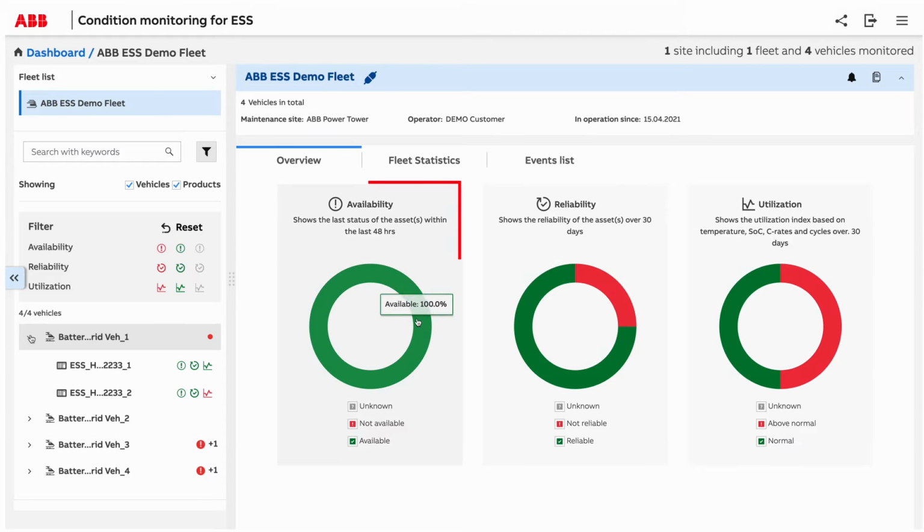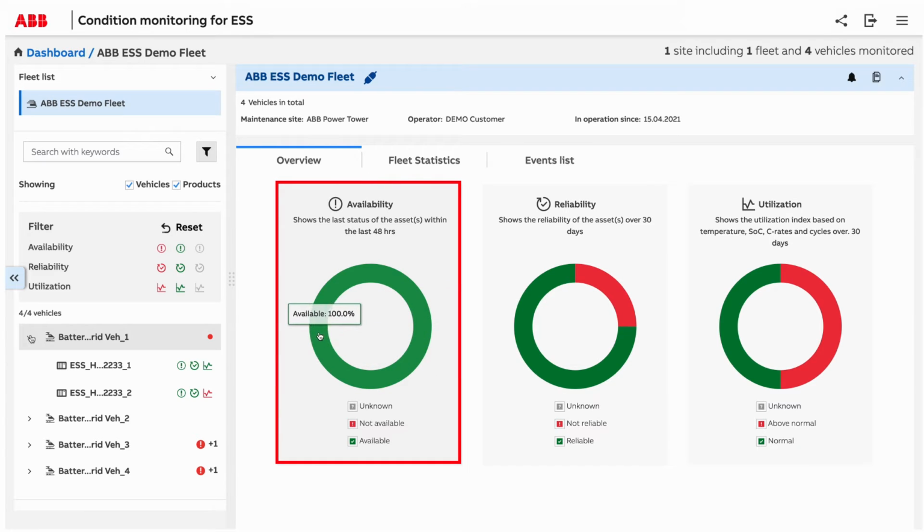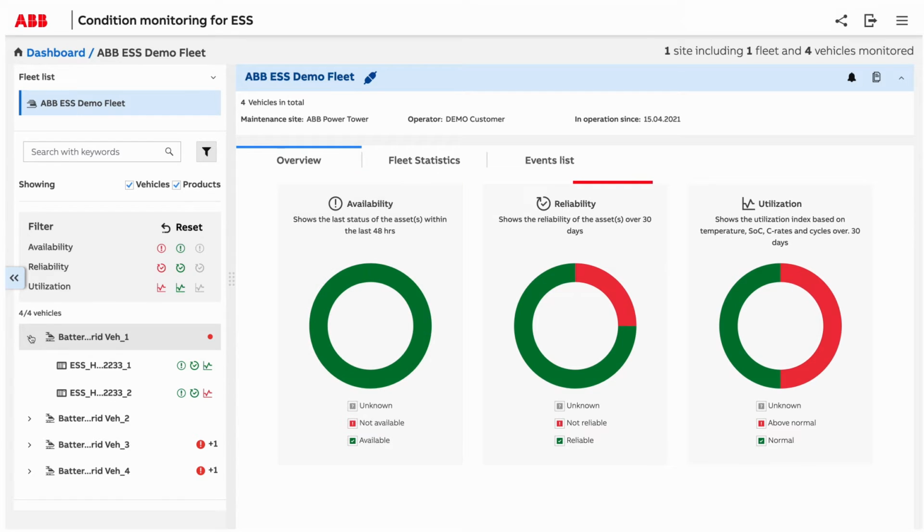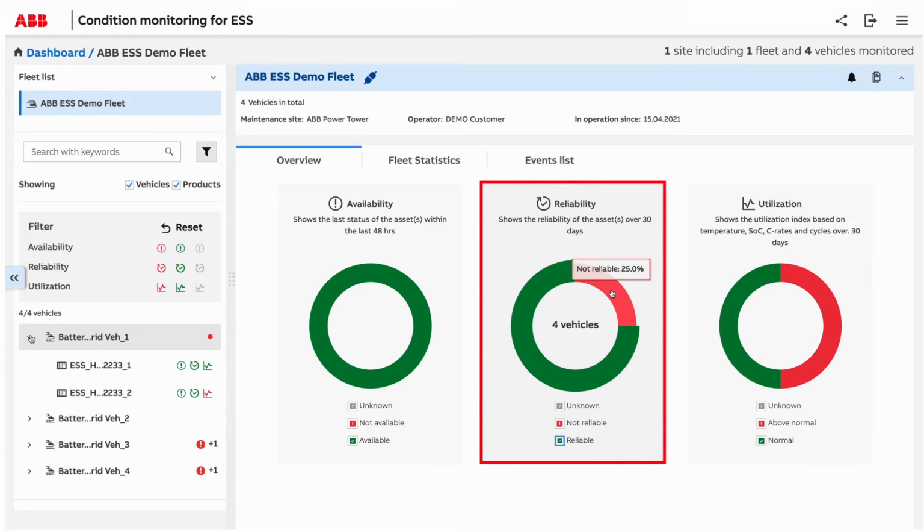The availability graph provides information on the data availability and product state in the last 48 hours. A green surface indicates that data was sent and the product was operational. The reliability graph provides information on the data availability and product state in the last 30 days.